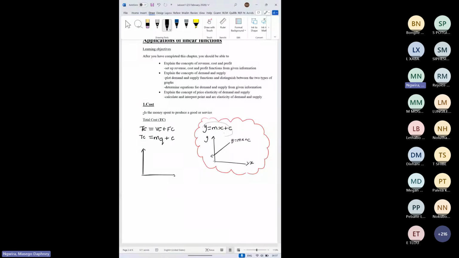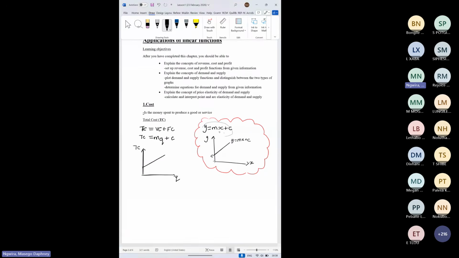And then my x is represented by what? By q. So it means that here I'm going to have q. And then what does it mean? It means that my graph now is going to start here because I have a c. So my graph will start somewhere here.